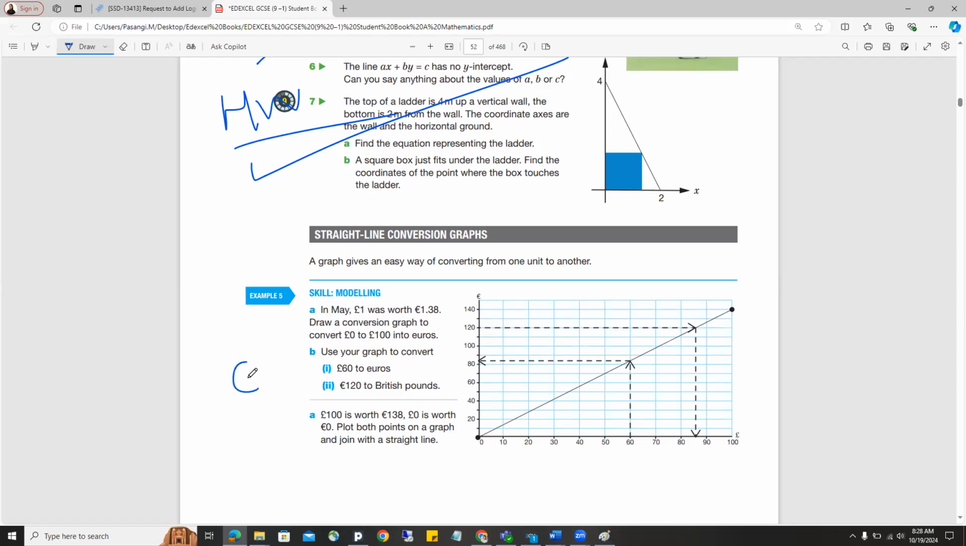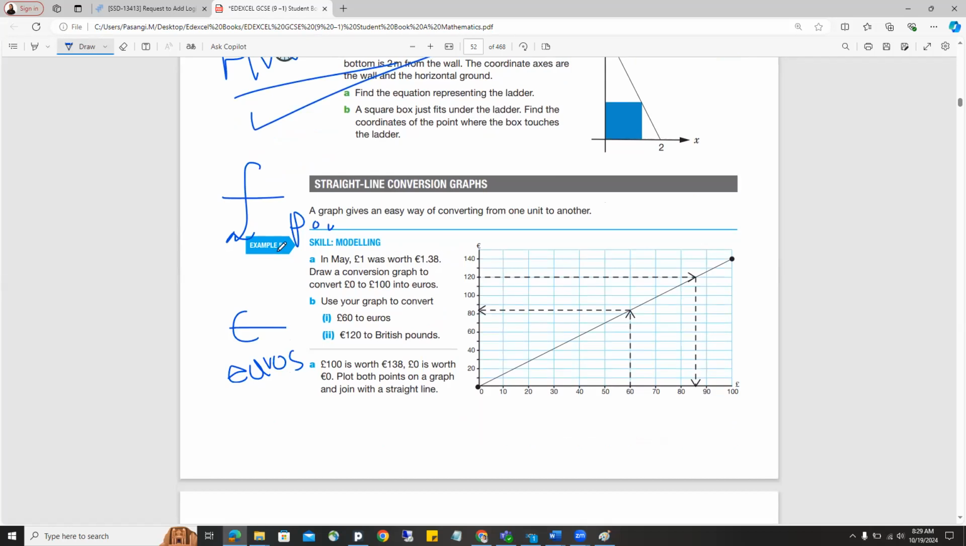Do you know those currencies? This one is euros, and this one is British pounds. So now what they are saying is we can do the currency conversions also through these graphs. A graph gives an easy way of converting from one unit to another.